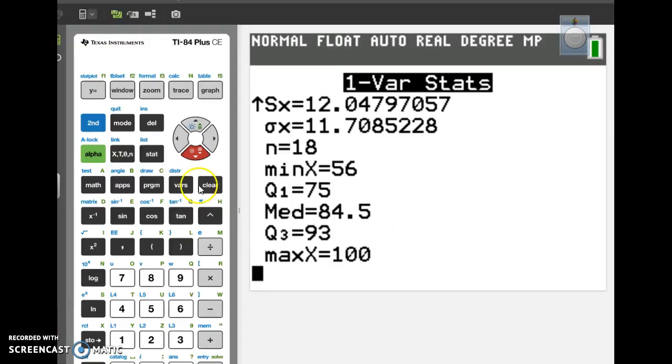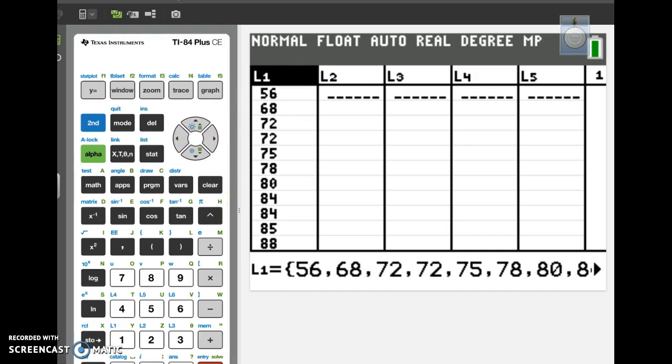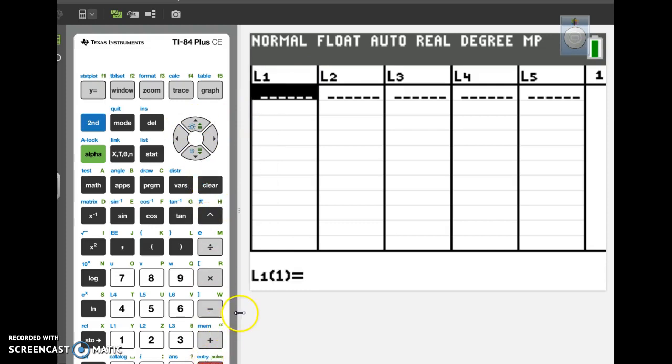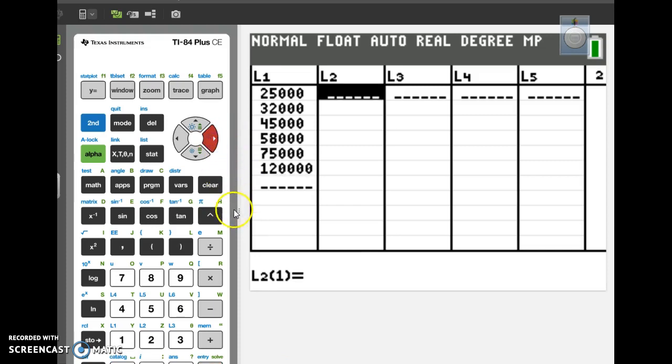Okay, so to enter these in your calculator, you do the same thing. Stat, edit. Now, if I want to clear this out quickly, just arrow up to L1, press enter, press clear, and then enter again, and that clears it out. So enter your values in L1: 25,000, 32,000, 45,000, 58,000, 75,000, and then 120,000. Then I put the frequency in L2. So it would be 5, 21, 21, 14, 7, 2, 1. All right, notice put enter after each one.